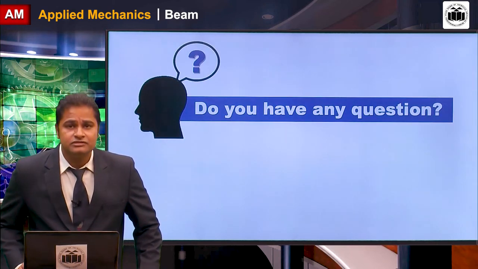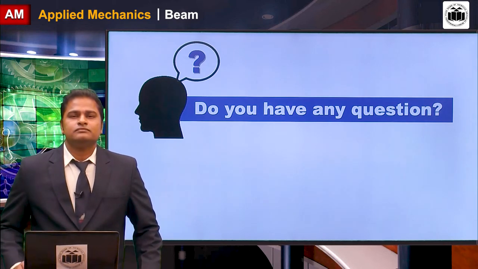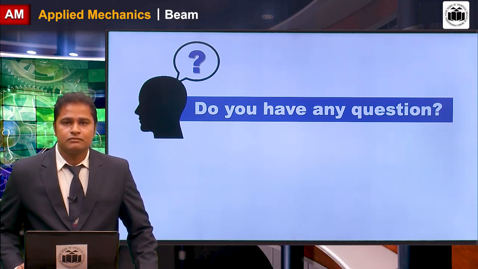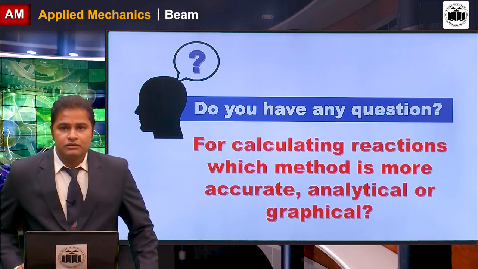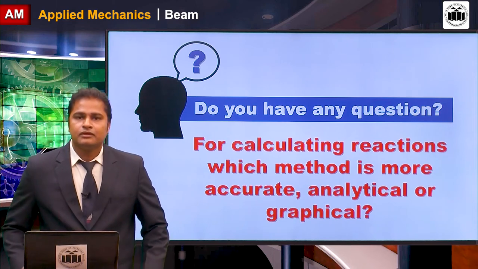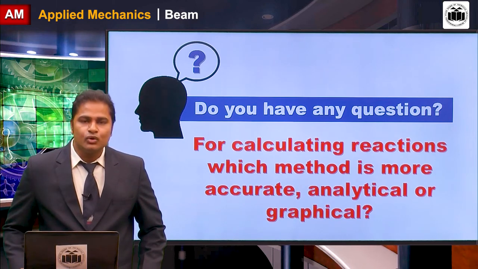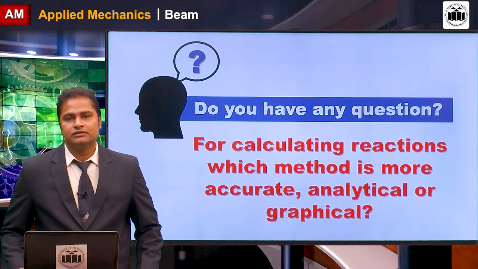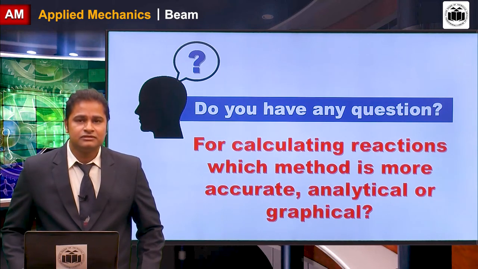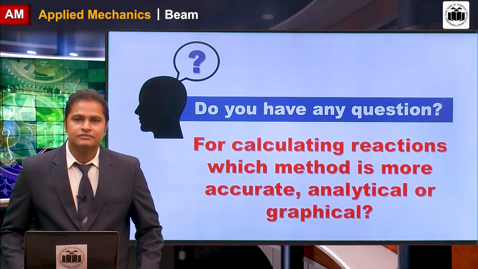Do you have any question? Yes, sir. I have one question. For calculating reactions, which method is more accurate, analytical or graphical? The analytical method is more accurate compared to the graphical, but the graphical method is easier than the analytical. I think you're satisfied with my answer? Yes, sir. Thank you. Okay.